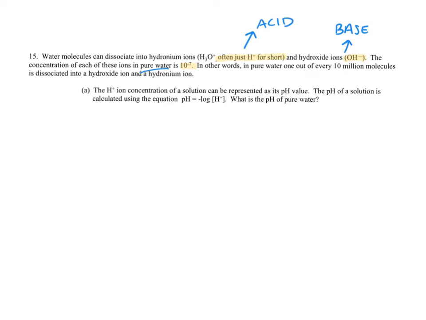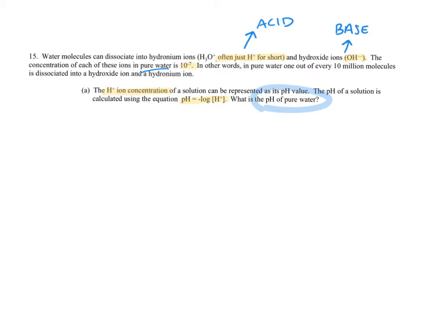So let's keep reading. The H plus concentration of a solution can be represented by the pH. The pH of a solution is calculated using the equation pH equals negative log of H plus. And again, that's an equation we have. So here comes the question. Sometimes it's a good idea to use another color and circle the question so you know that you're answering the right thing.